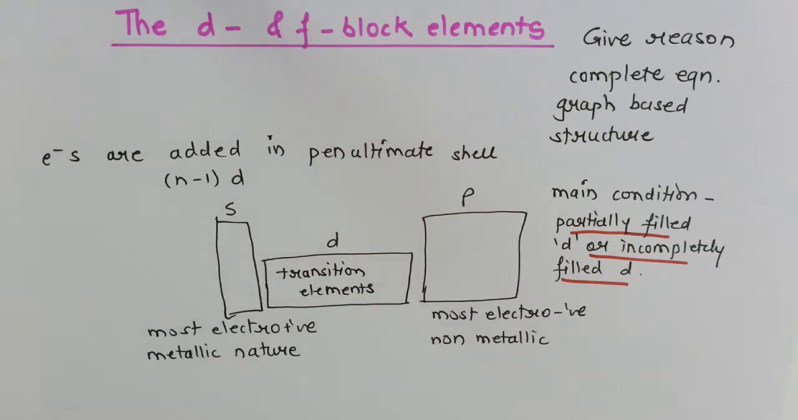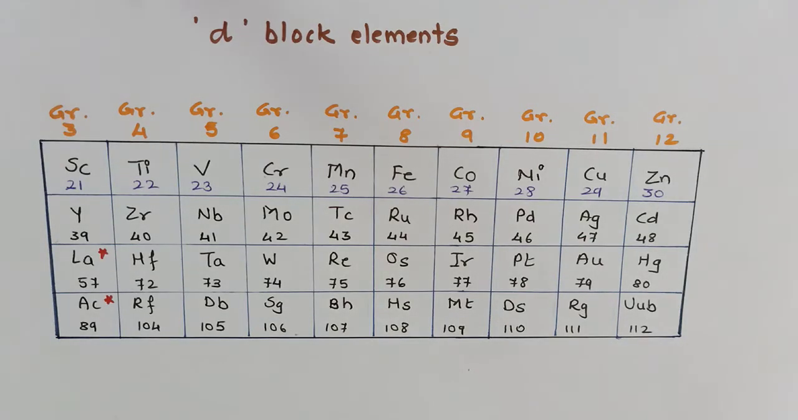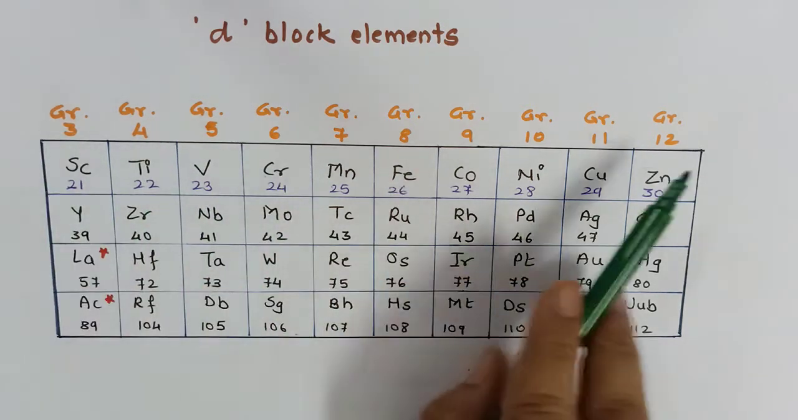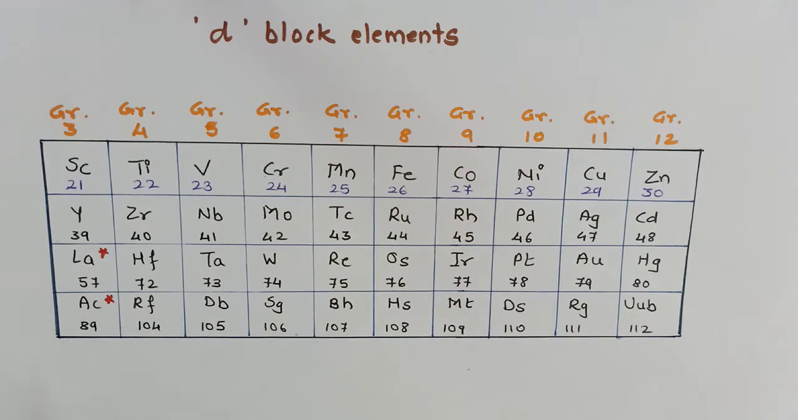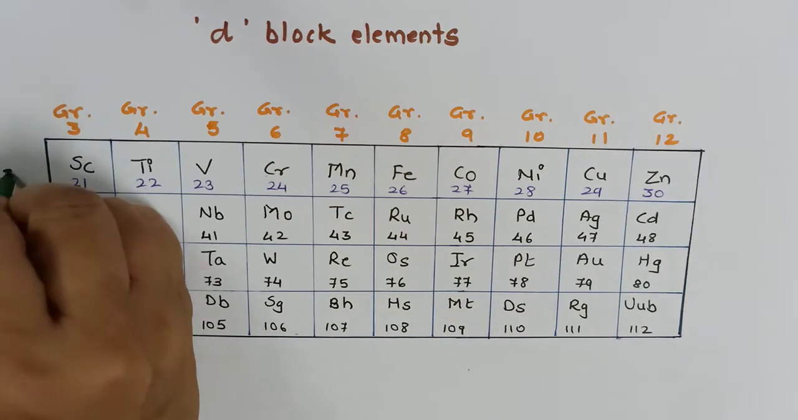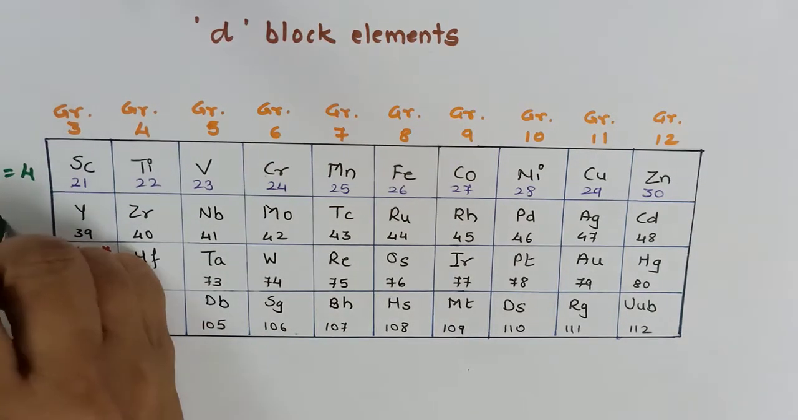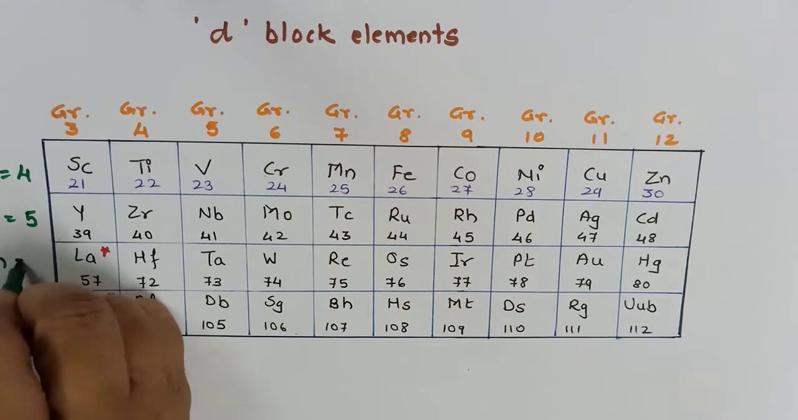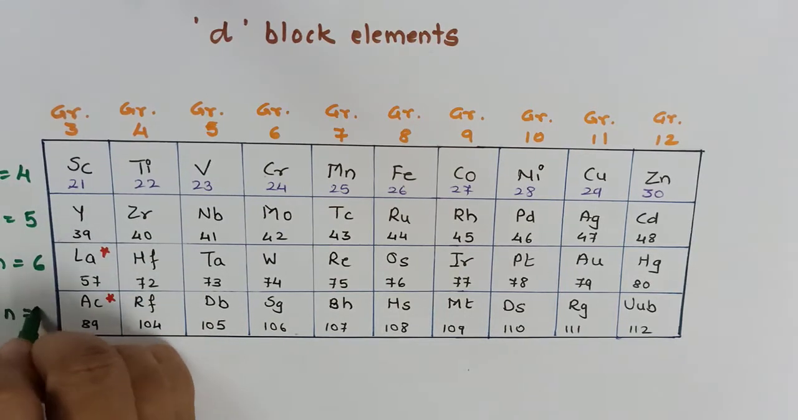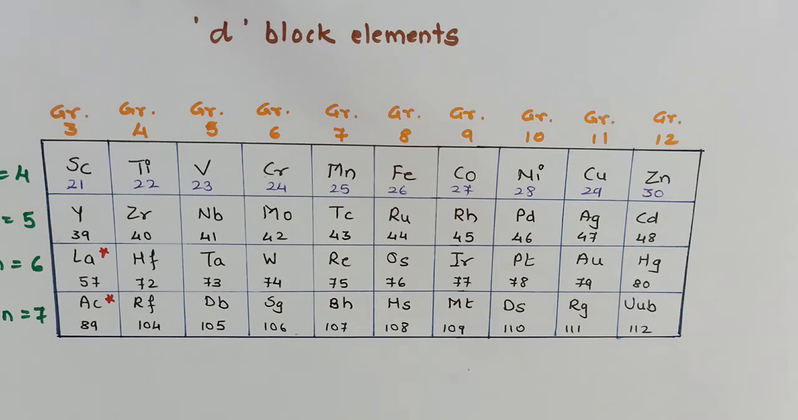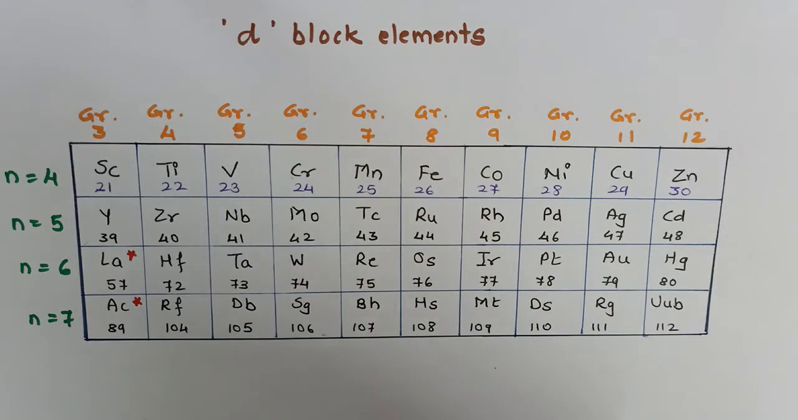Let us have a look at all the elements of D block. So this table represents D block elements. As you can see, D block comprises group 3 to group 12. D block starts from period number 4, so n equals 4, 5, 6 and 7. So D block represents n equals 4 to n equals 7.